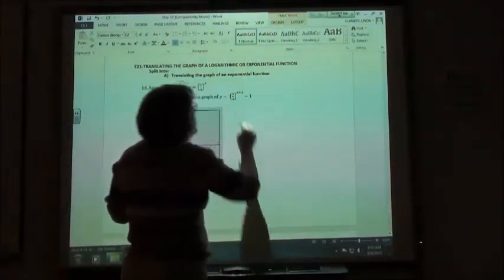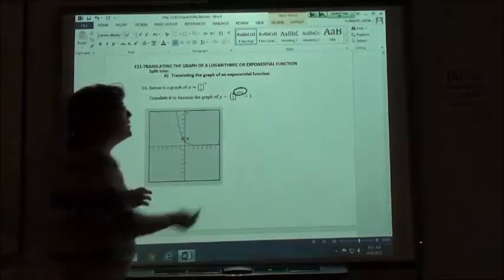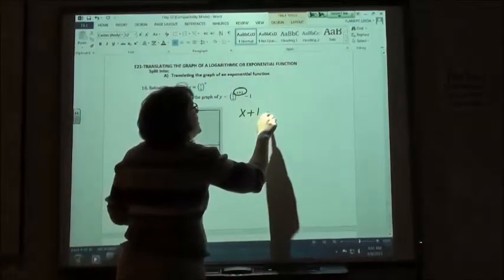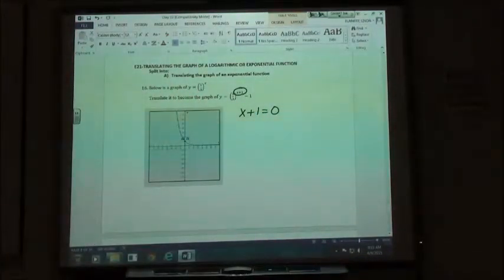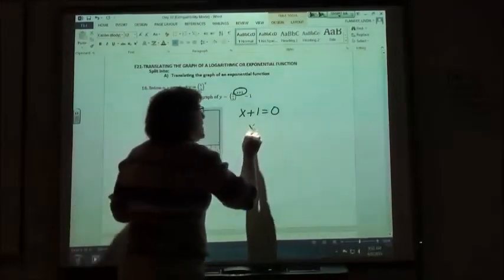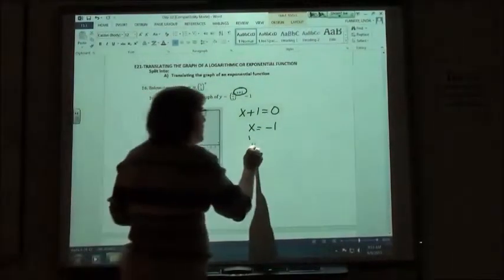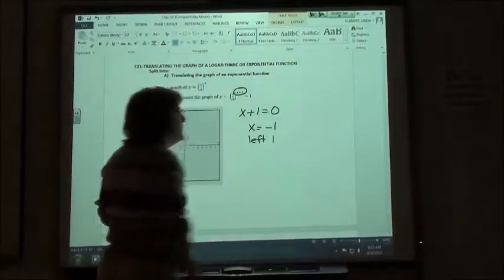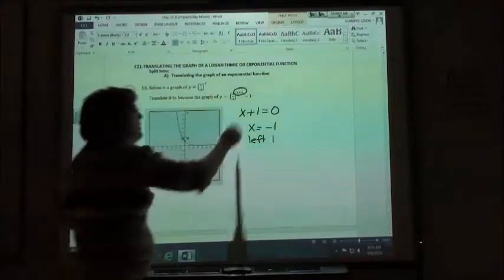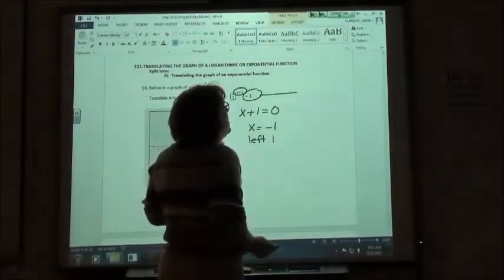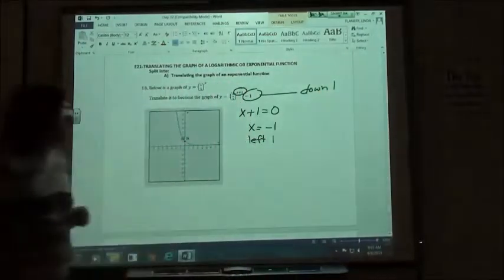For the left or right, we're going to use the part with the x, wherever the x is. So we're going to say x plus 1 equals 0, just like we did before. And then we have to move our number over. So x is going to equal minus 1, right? Which moves it to the left, one spot. For our up or down, we used our end number. That end number is a minus 1, so it moved down 1.